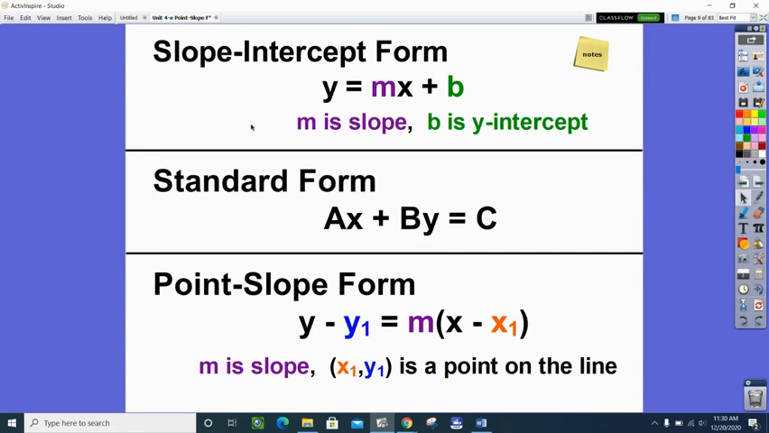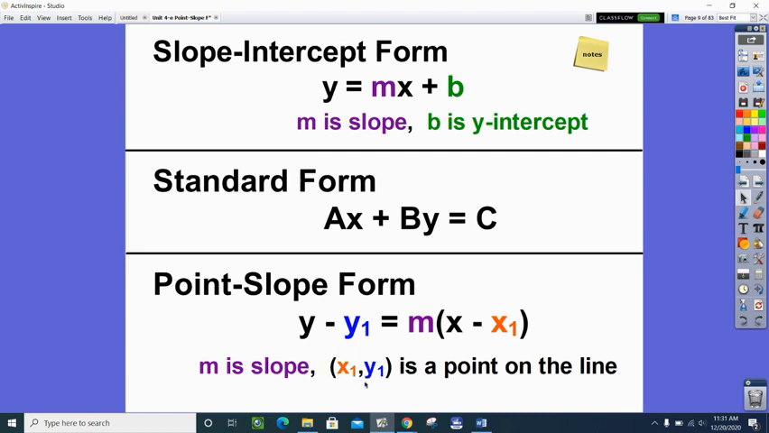So here are the three. So we did the slope-intercept form when you have the slope and the y-intercept. We talked about standard form. And now we're going to talk about the point slope form. And I'm kind of color coding it here to help you. But basically, the x and the y are your variables. They represent all the points on the line.